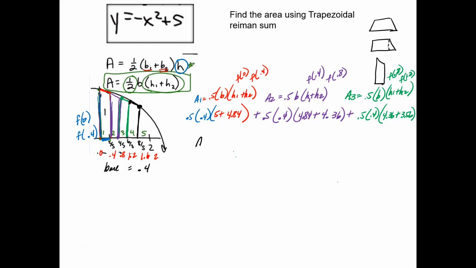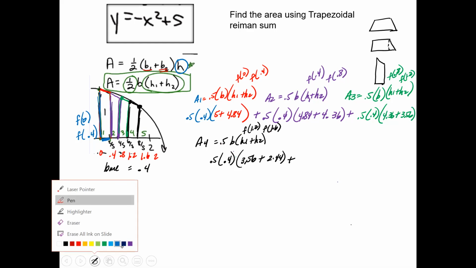There you go. So the area of my fourth trapezoid is going to be 1/2 base times height 1 plus height 2. So that's going to be a 0.5 times a 0.4. Height 1 is right here, and that's f of 1.2. From the last one, we found that was 3.56 plus height 2, which is this part right here, and that's 1.6. So f of 1.6. And if you do the second calc on that one, that's going to give you a 2.44 plus, oh my goodness, we're almost there. We're almost to the end.